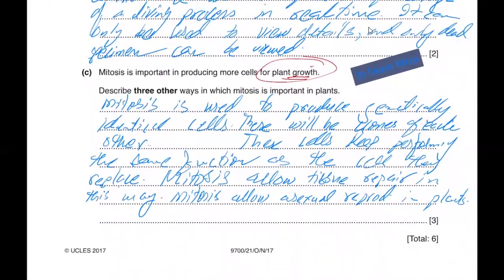Mitosis is important in producing more stem cells for plant growth. Describe three other ways in which mitosis is important in plants. You have to give three points. Mitosis is used to produce genetically identical cells, which will be clones of each other, and these cells keep on performing the same function. They will perform the same functions as the cells they were about to replace. So the cell that was there and the cell that is about to come will both have the same function, and the tissue will keep on having the same function. Mitosis also allows tissue repair to occur, and in this way, mitosis allows asexual reproduction to occur as well. So all these points can be stated.